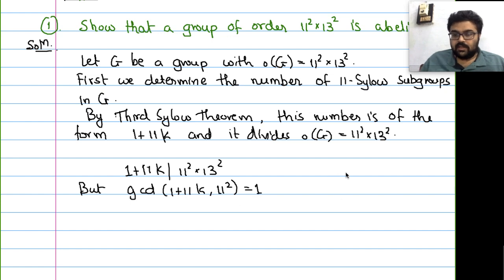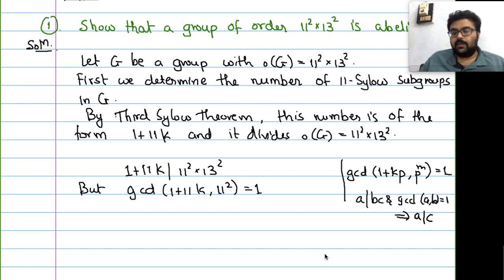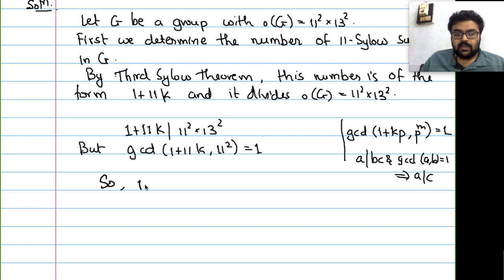Always we will write this. Everywhere we use this kind of argument, we write the number of Sylow subgroups as 1 plus kp, and the GCD of 1 plus kp with p power n, whatever n is, is always 1. We know that if A divides BC and the GCD of A and B is 1, then A divides C. So here 1 plus 11k divides 11 square, 13 square, but the GCD of 1 plus 11k and 11 square is 1. So we say that 1 plus 11k divides 13 square.